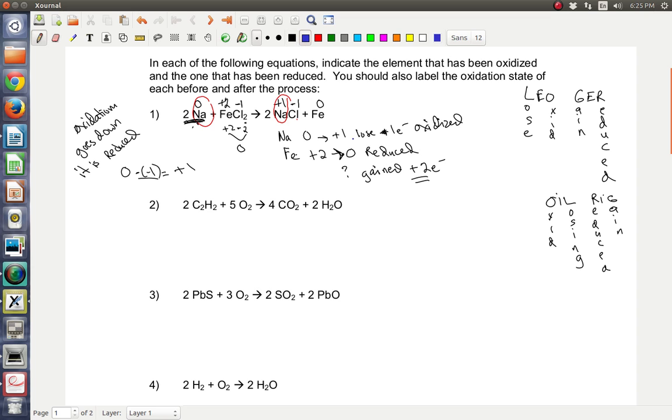Now, which one is the oxidizing agent? This is just easy. If sodium is oxidized, that means it gave up electrons, and those electrons are going to be used to reduce the iron. And since there are 2 sodium atoms, it'd be twice as many electrons it's going to give up. So if it's oxidized, it is the reducing agent. If it's reduced, it's the oxidizing agent.